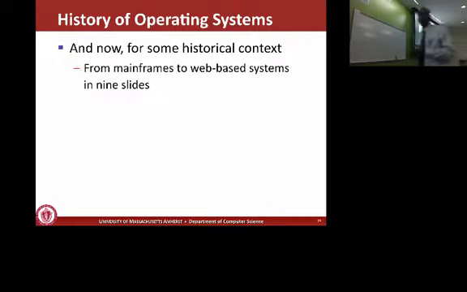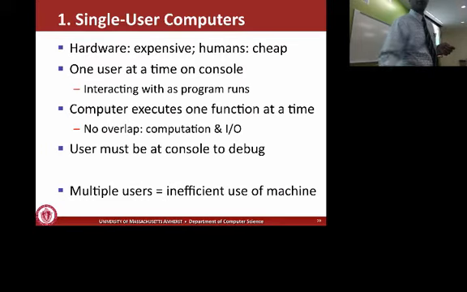Okay, so now we can look a little bit at how operating systems have evolved from the old days, 1960s, where they were used mostly for mainframes, to today where they are actually used for a vast spectrum of devices. There's even a car operating system that is under development, as you probably have heard of. So any device that has a processor needs an OS to manage that processor. So we're going to go from mainframe to web-based systems in about 9 slides. We're going to start with the early days, which were single-user computers.